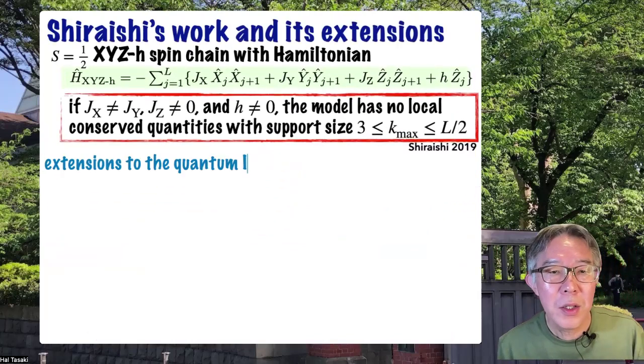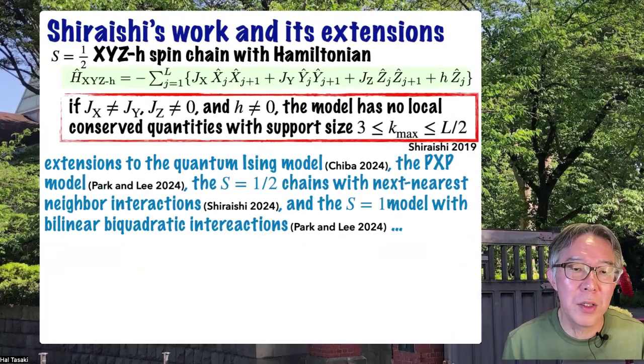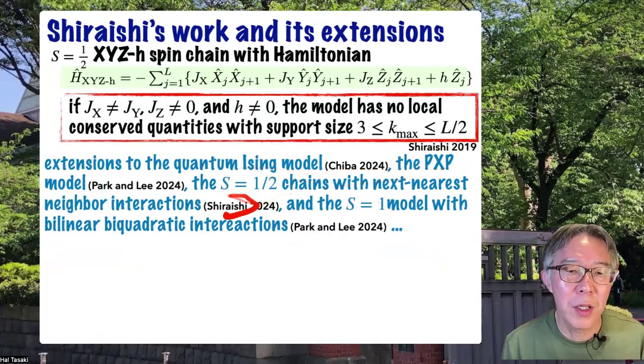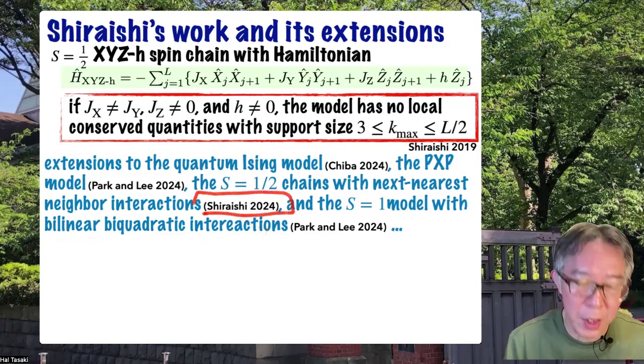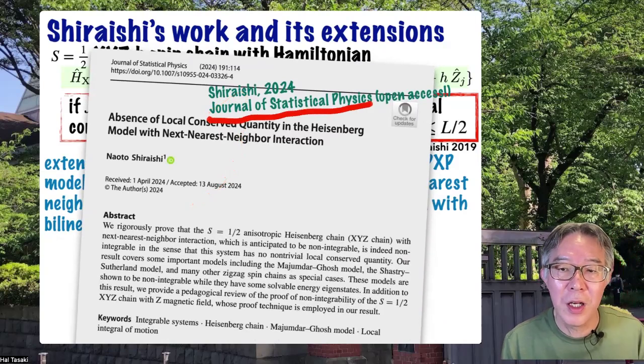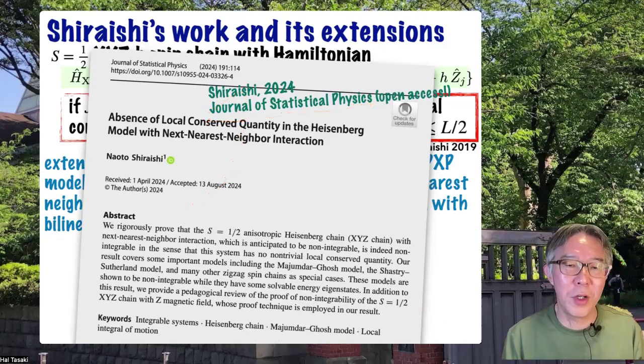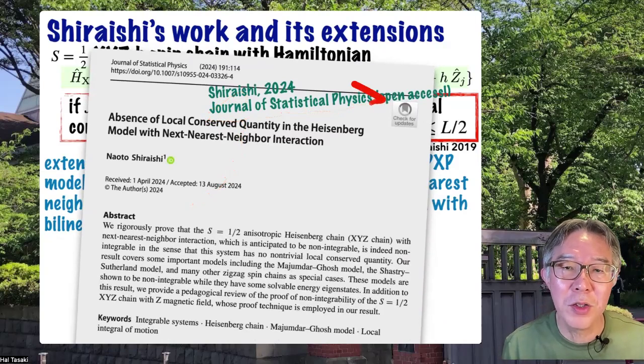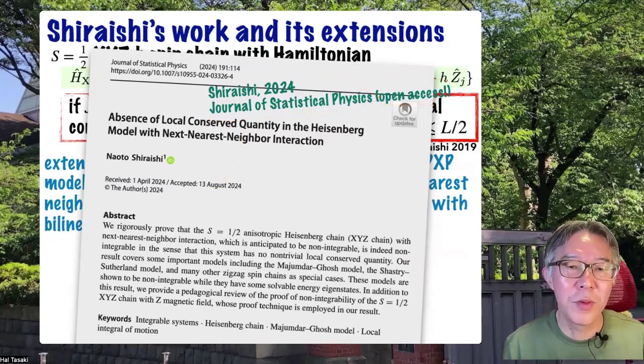And this result of Naoto was extended to the Ising model under a magnetic field, the PXP model, and also by Naoto himself to the spin 1/2 chain with next nearest neighbor interaction, and very recently to the spin 1 model with bilinear biquadratic interaction. Let me say a few words about this paper by Naoto. First of all, I want to stress that this was published in the Journal of Statistical Physics. I'm very happy about this because I'm one of the editors-in-chief of this journal, and it's open access, so you can read it for free.